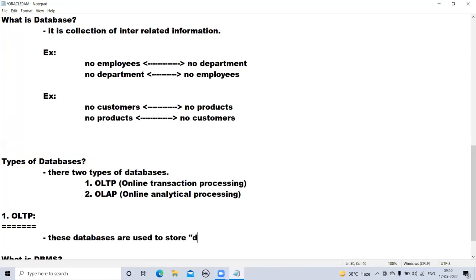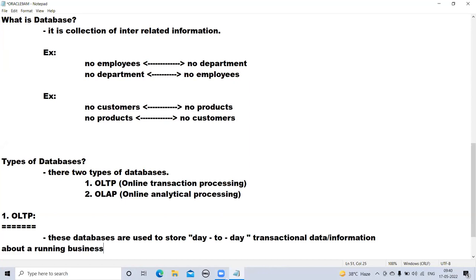day-to-day transactional data or information about a running business.